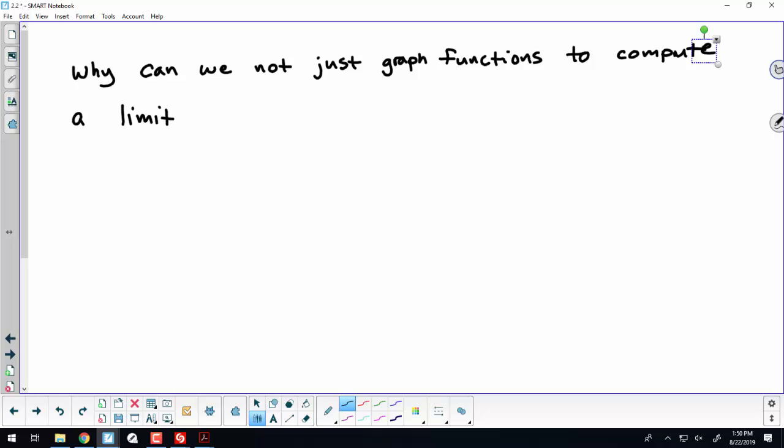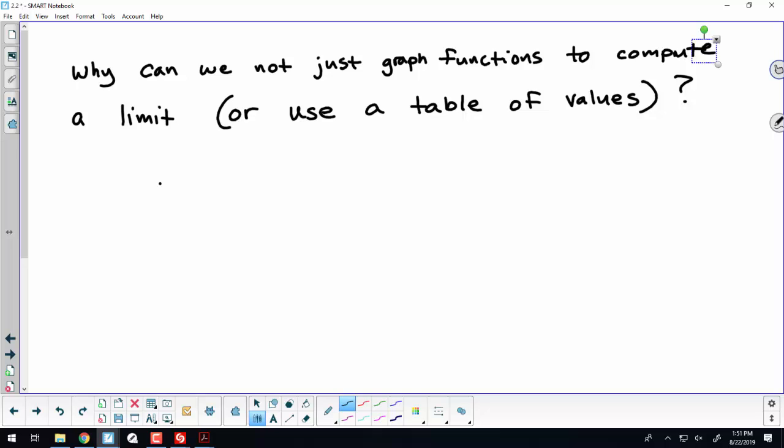So why can't we just, if I were asked to compute a limit, why not just draw a graph, or use a table of values, which is essentially giving us the same information that a graph would give us? So we'll answer this question specifically with an example, and then we'll say this is why we can't do this for other types of functions.